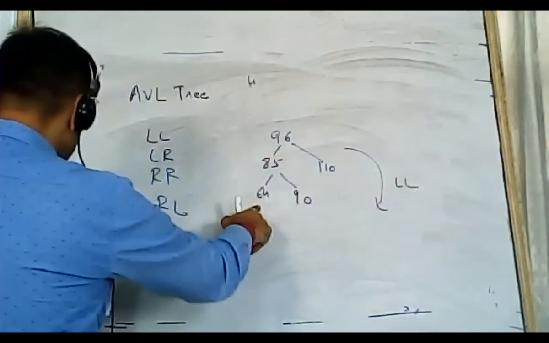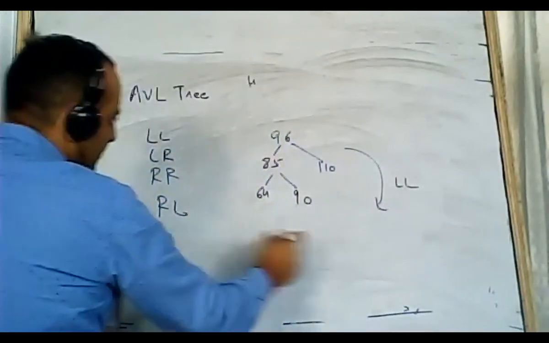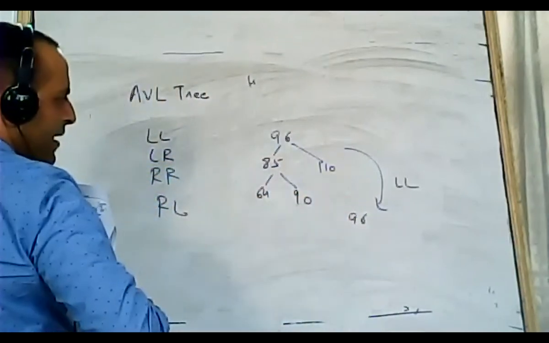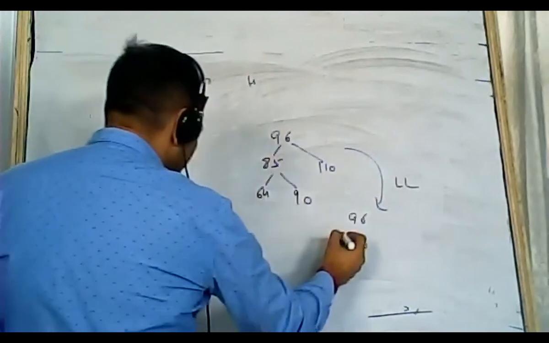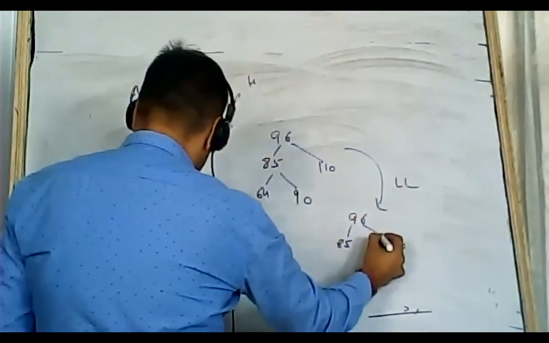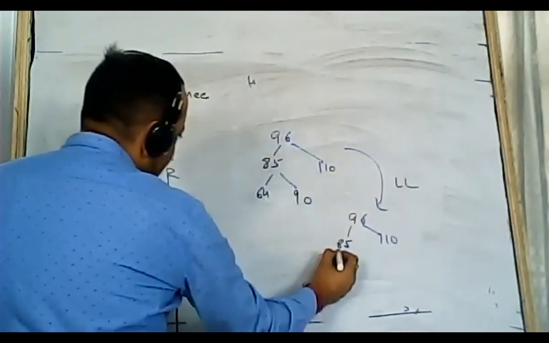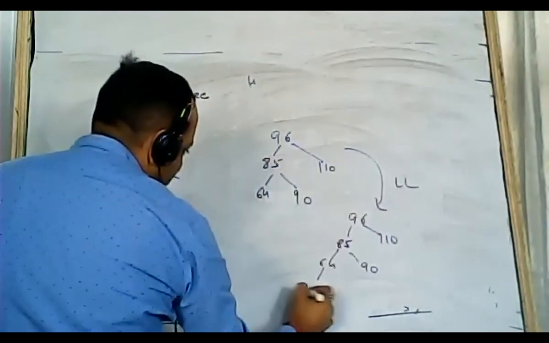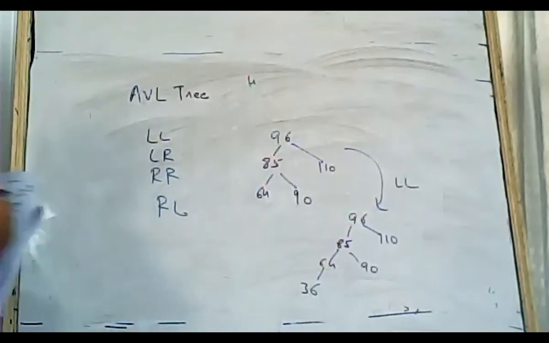That means where will we insert the element? In the left of the left. So 96. Is this an AVL tree? Yes. 96, 85, 110, same tree, 64, 90, and in the left of the left, 36. Now check, is this AVL?